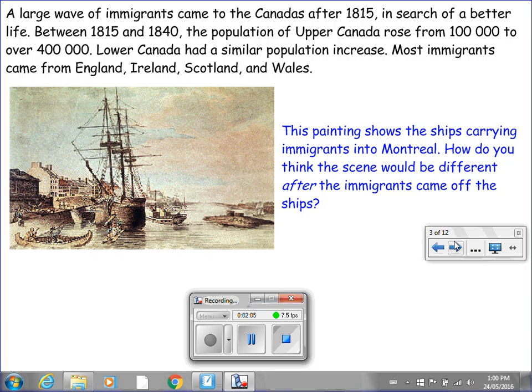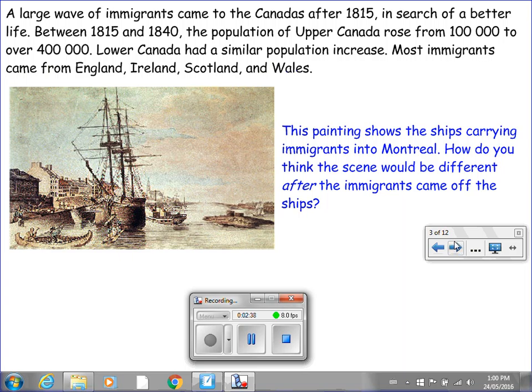A large wave of immigrants came to the Canadas after 1815 in search of a better life. Between 1815 and 1840, the population of Upper Canada rose from 100,000 to over 400,000. Lower Canada had a similar population increase. Most immigrants came from England, Ireland, Scotland, and Wales. And this painting shows the ships carrying immigrants into Montreal.